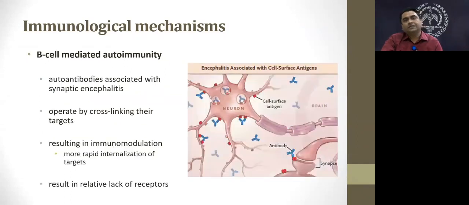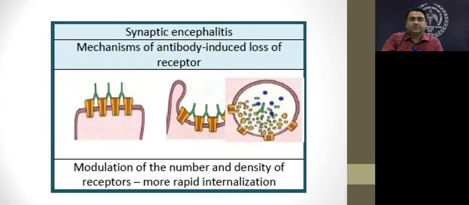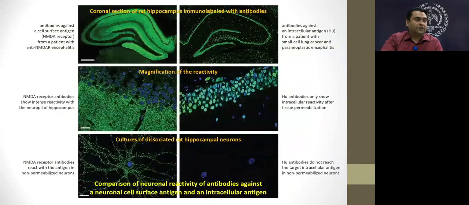In contrast, if it's a B cell mediated autoimmune process, you have various mechanisms by which there is neuronal dysfunction. One example is the cross-linking of the targets after attachment of the antibody. There's cross-linking and internalization of the antibodies, causing neuronal dysfunction, although no loss of neurons in this setting. This is what we just mentioned in a typical B cell or synaptic encephalitis. What you will see is an antibody getting attached to the receptor, then causing cross-linking of multiple receptors, and then internalization of these receptors, thereby reducing the number of receptors available for its function.